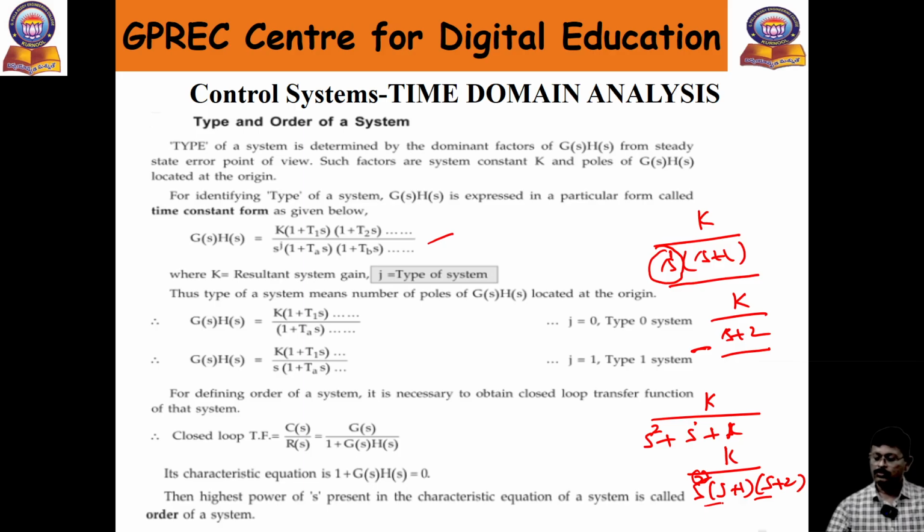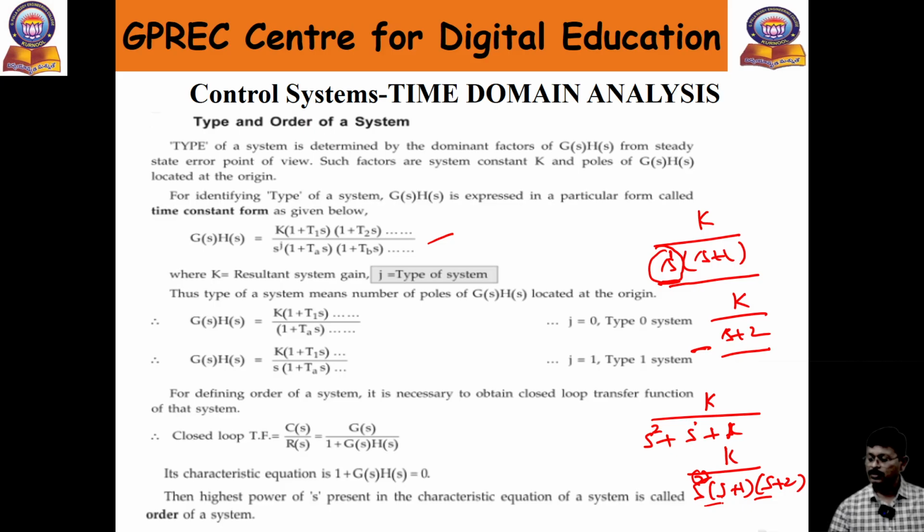So this is the way to give the type and order. How to recognize the type and order? This is a simple method. The s power of some value, power 0, s power 1, s power 2, gives the type of the system. When you observe the denominator, how many s are there? 1, 2, so order 2. Coming to here, s power 2, s. So here you will get s power 3 and s. So these are type 2 and order 4.